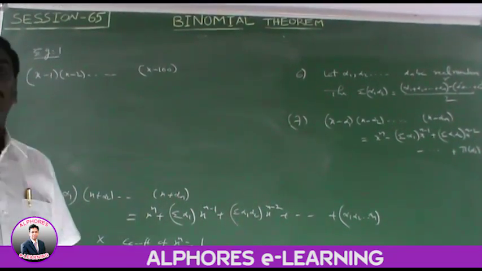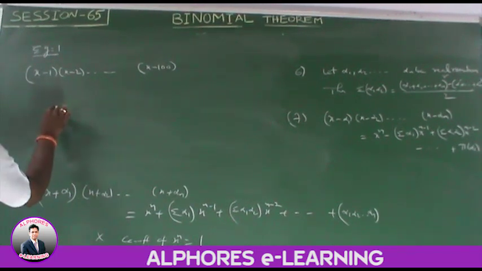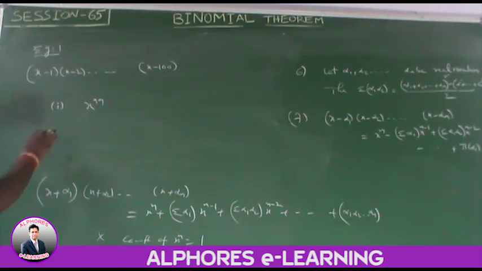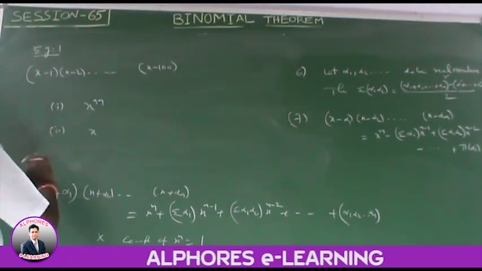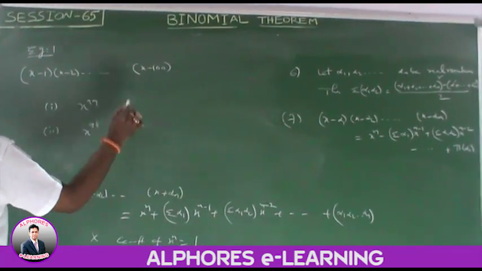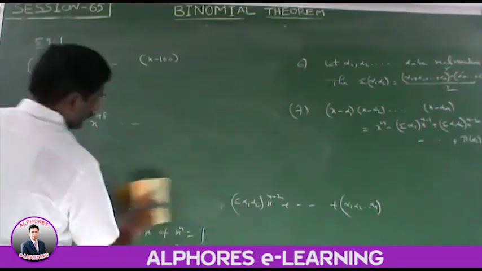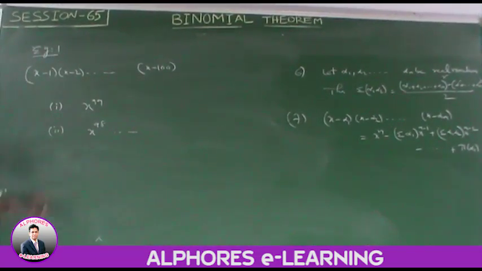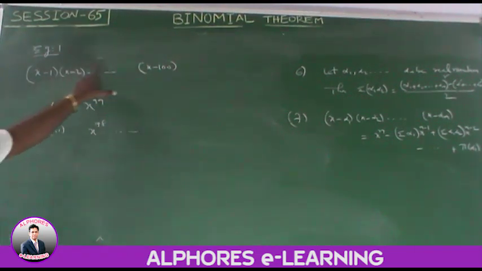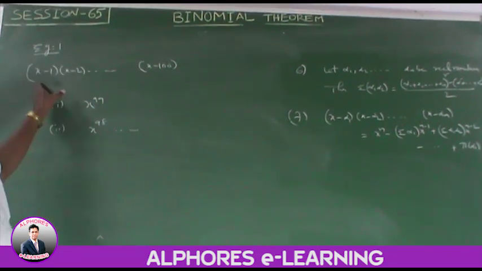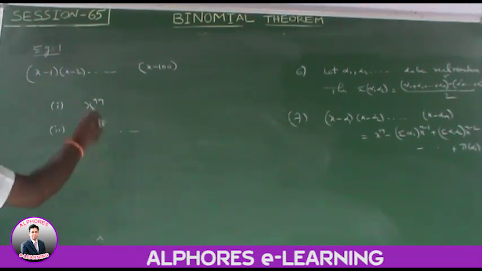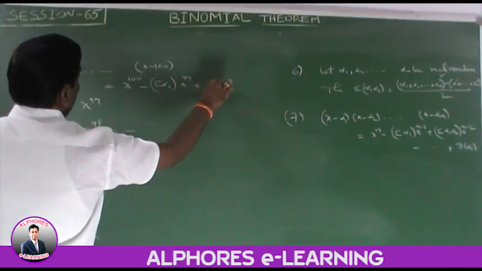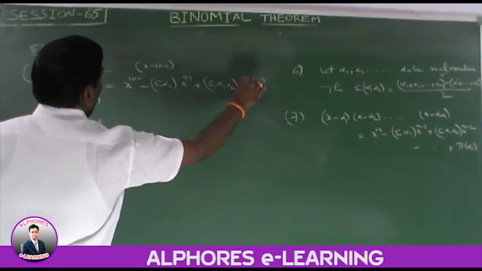Find the coefficient of x power 99 in the above expansion. Second one, find the coefficient of x power 98 in the above expansion. Find the coefficient of x power 99 and x power 98. Please observe this value, it is the polynomial. In this case, how many roots are there? 100 roots. What is the highest power? x into itself 100 times means x power 100. After expansion, it can be reduced to x power 100 minus sigma alpha 1 into x power 99, plus sigma alpha 1 alpha 2 into x power 98, minus so on.